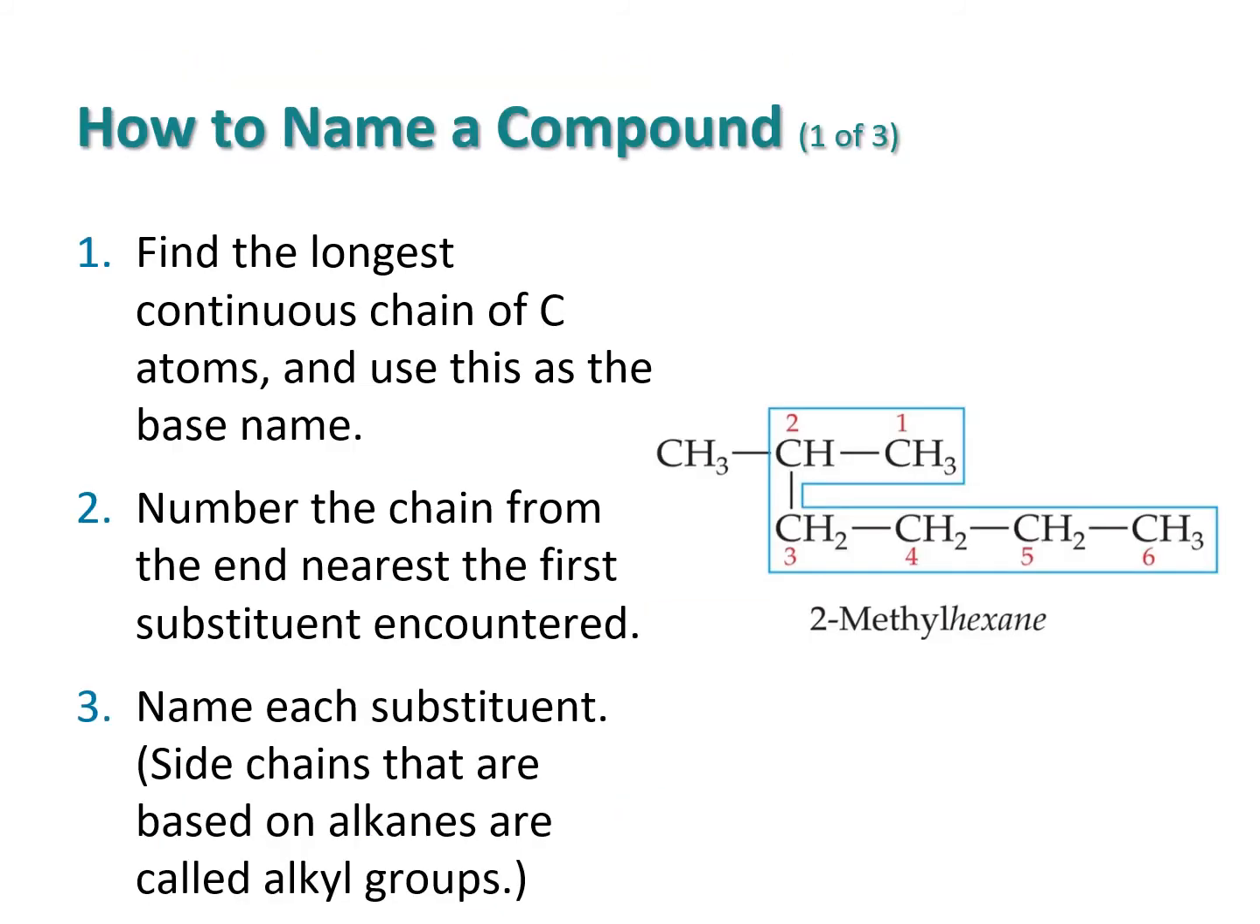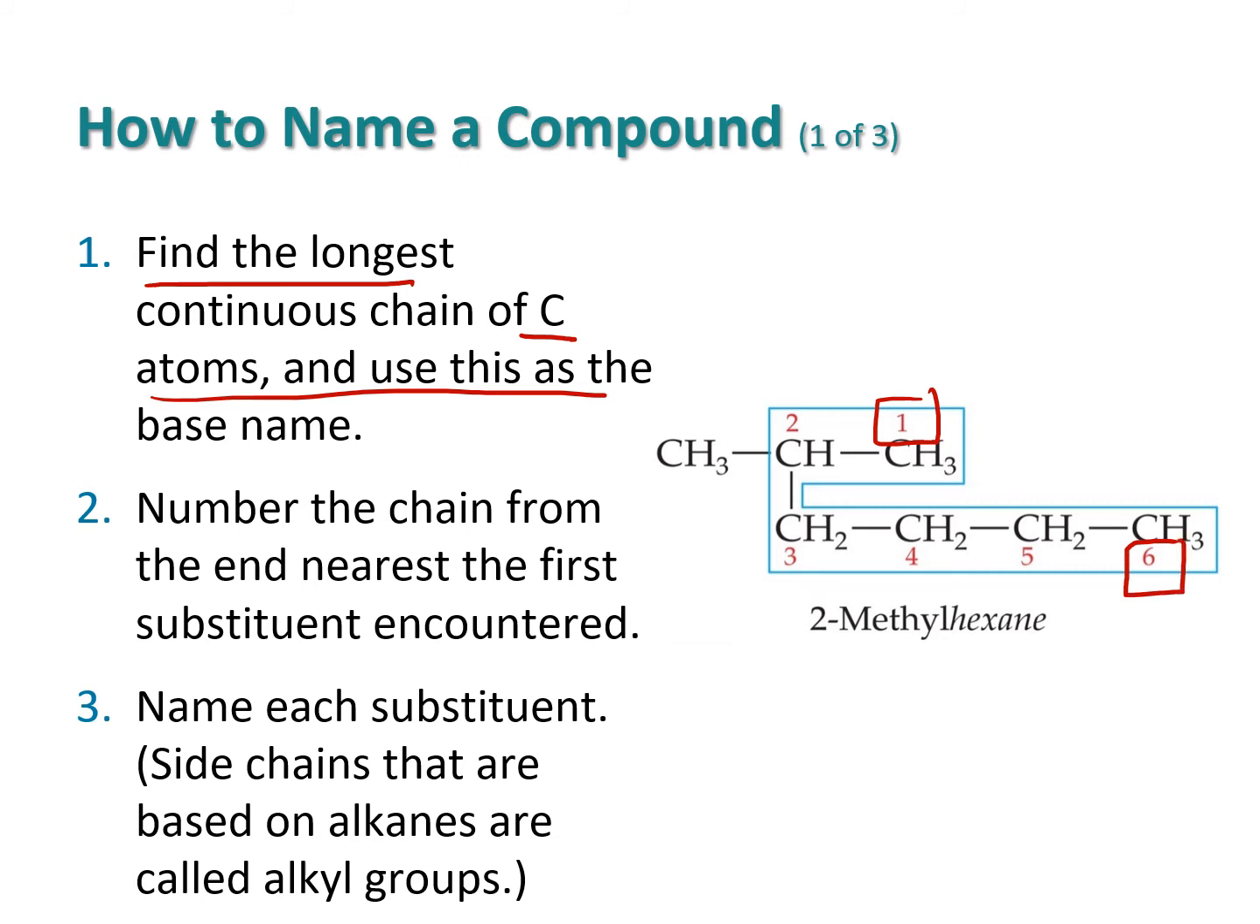So let's go through this process of naming these compounds. First, like we mentioned, the most important thing is the chain, right? So we're going to find the longest continuous chain of carbon atoms and use this as our base name. So here we have a chain of 1, 2, and I'm not going to circle all of them, but it goes all the way to 6 carbons, right?